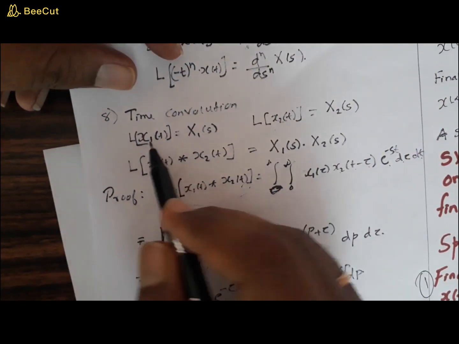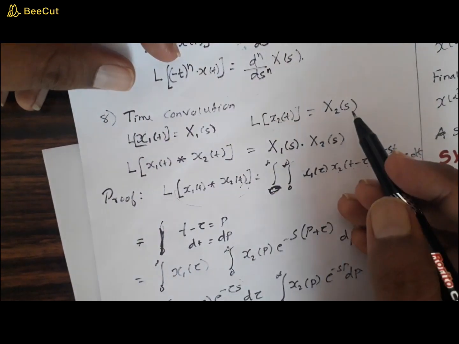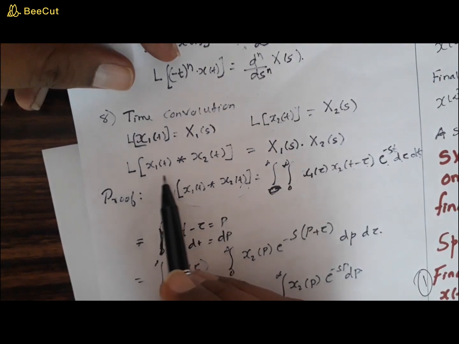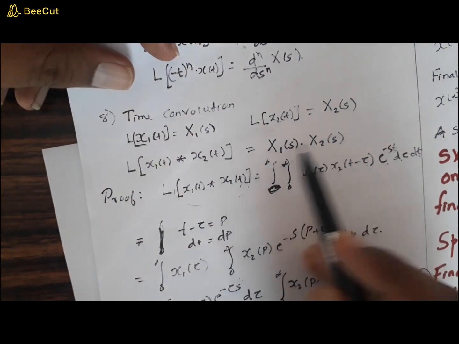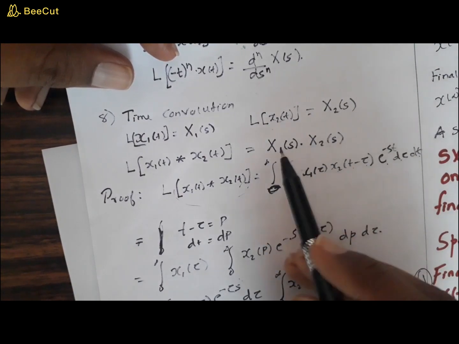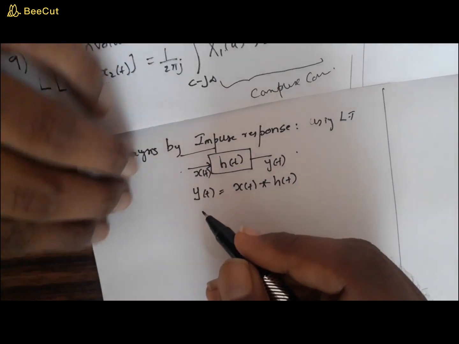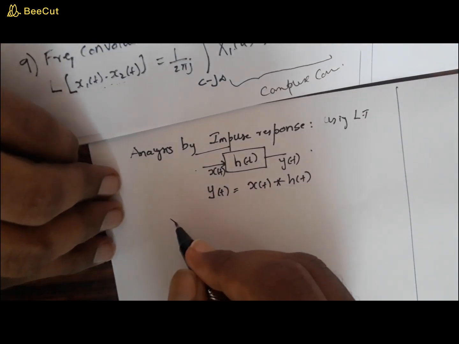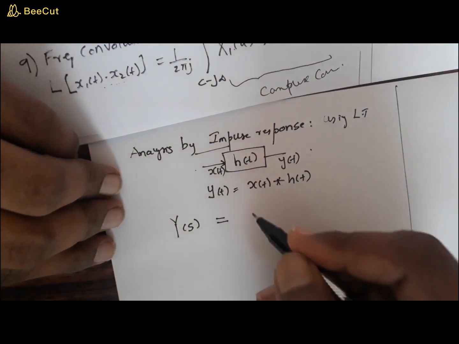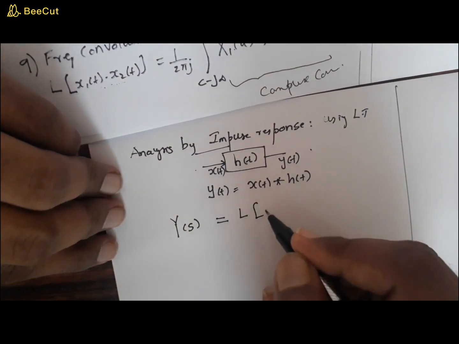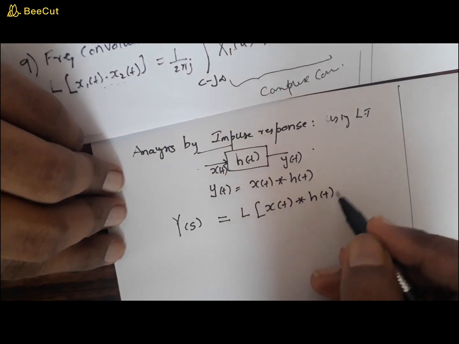If you have two signals x1 of t and x2 of t whose Laplace transforms are known, then the Laplace transform of the convolution will be just the product of these. Look at the easiness of that. So if you apply this property here, you can find the Laplace transform of y of t as the Laplace transform of x of t star h of t, right?